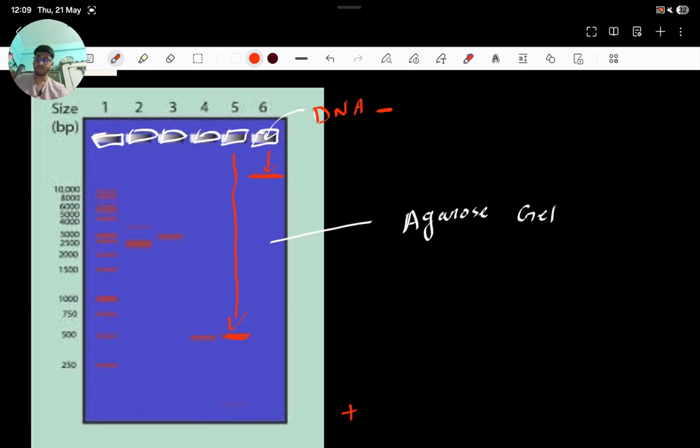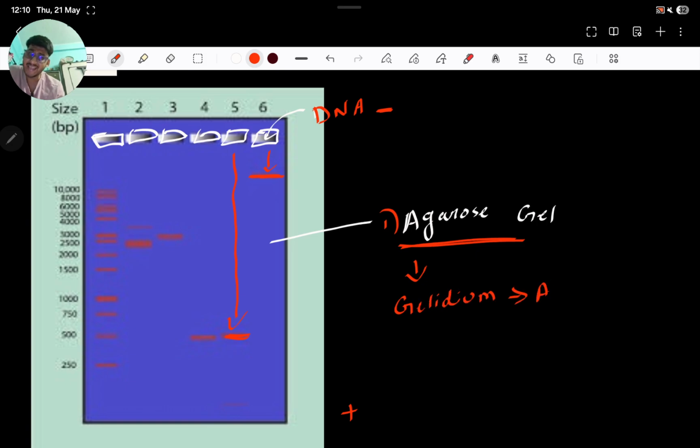Now see what things we will be needing. We will be needing an agarose gel. Okay. Now what is this agarose gel? Agarose gel is nothing but a jelly-like substance which is made from agar. Now agar we get from Gelidium. Gelidium is a type of algae. If you don't know, you must know this.